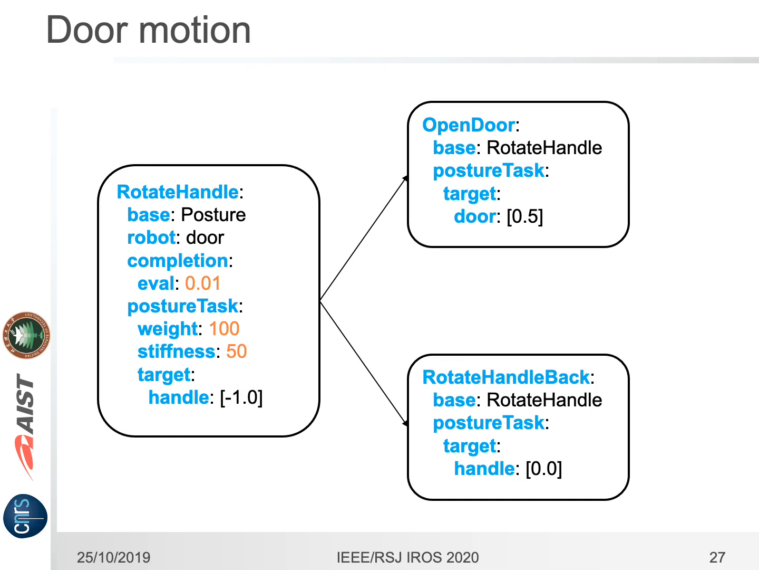Now, we show how we can create new states out of an existing one. Rotate handle is based on a C++ state used to target a specific posture, which prescribes a configuration format. Open door and rotate handle back just change the target of the rotate handle state. Note that the door motion is only prescribed by door commands. The contact between the robot's hands and the door handle will give agency to the door.